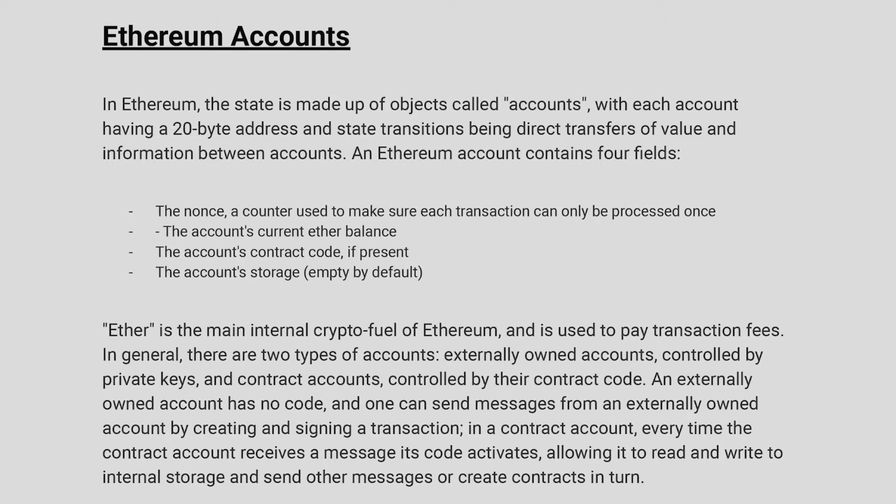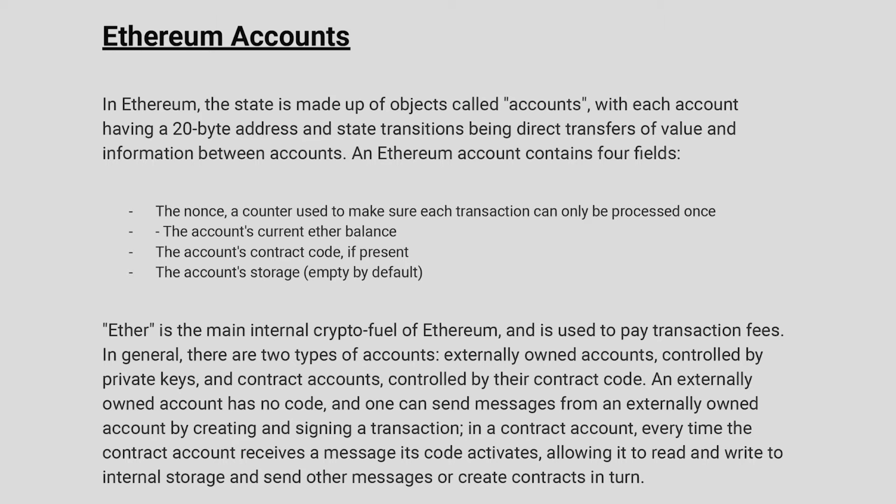Ethereum Accounts. In Ethereum, the state is made up of objects called accounts, with each account having a 20-byte address, and state transitions being direct transfers of value and information between accounts. An Ethereum account contains 4 fields. The nonce, a counter used to make sure each transaction can only be processed once. The account's current Ether balance. The account's contract code, if present. The account's storage, empty by default. Ether is the main internal crypto fuel of Ethereum and is used to pay transaction fees.